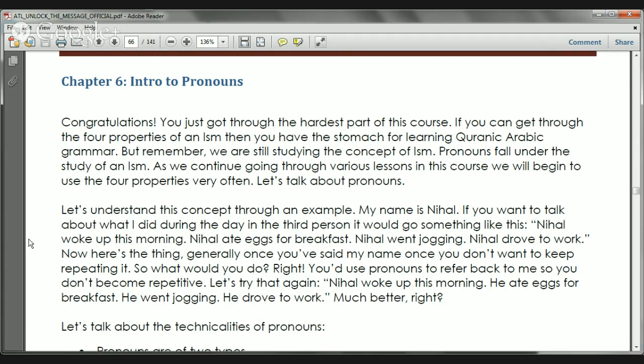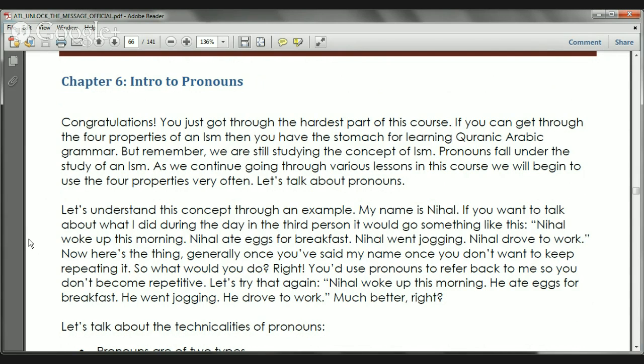Here's the thing. You don't want to keep saying my name over and over again because it sounds very awkward and it's not of the etiquette of speech. It's not of proper rhetoric. So once you say my name once, you don't want to keep repeating it. So what do you do? You start using a pronoun, right? So the way the conversation goes now is that Nihal woke up this morning, he ate eggs for breakfast, he went jogging, he drove to work. Much better, right? Sounds clearer.